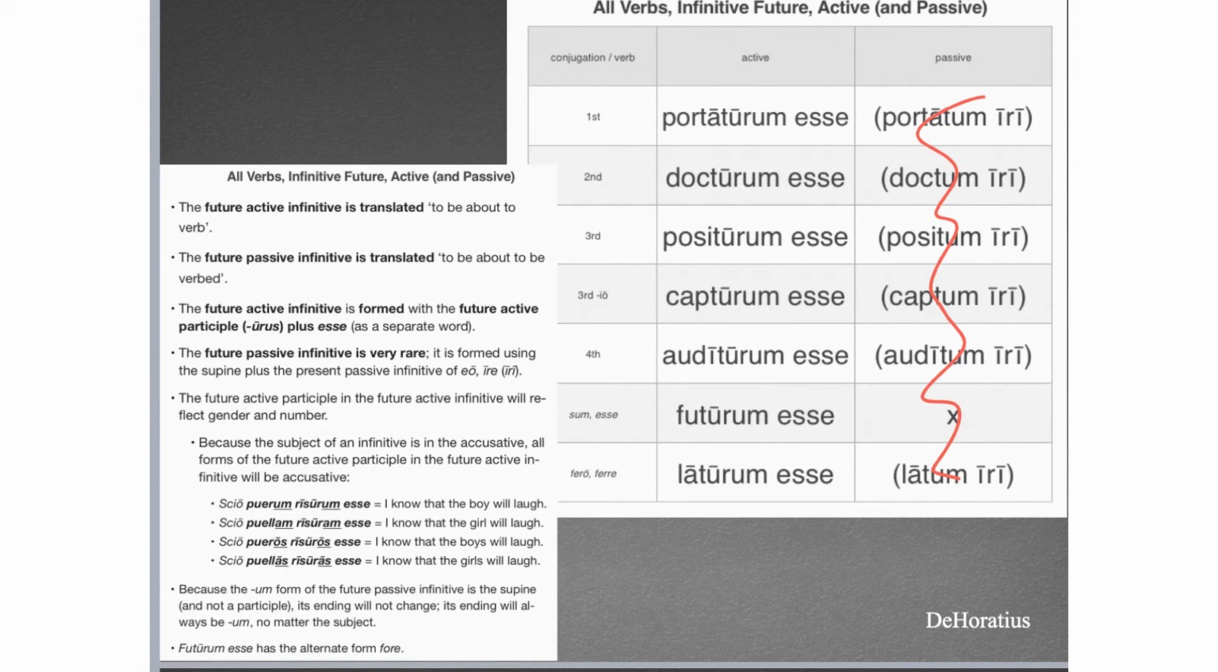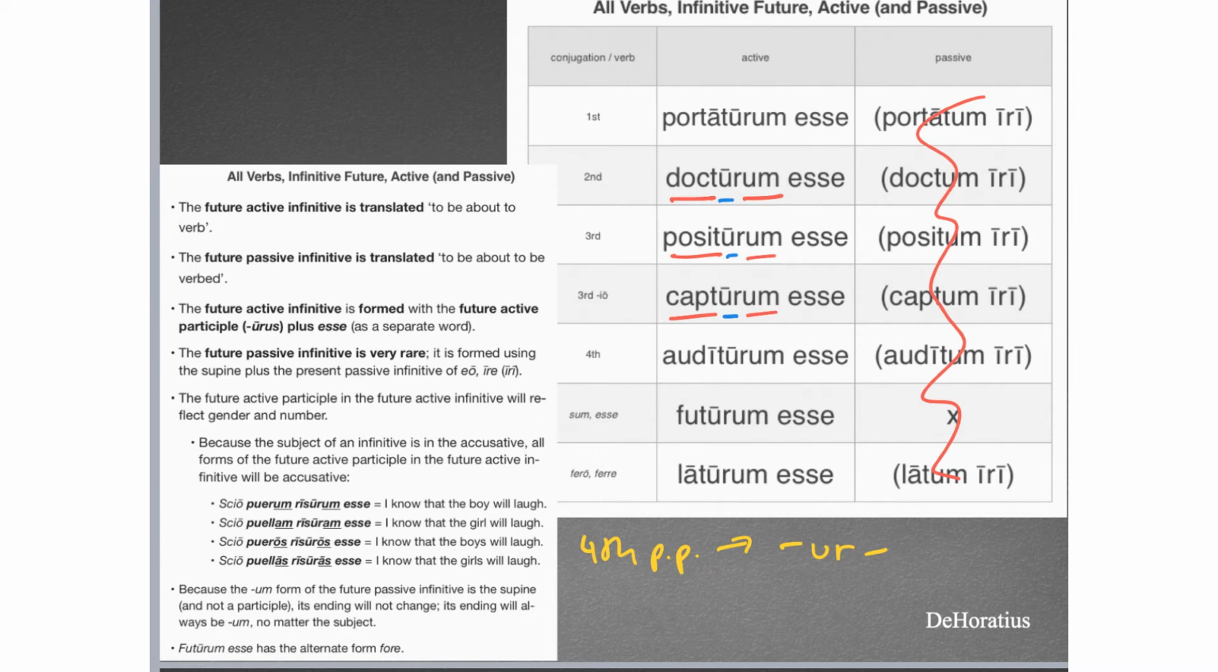So the future active infinitive uses the fourth principal part, all right? And it uses the infix, UR, and what an infix is, is something that goes in the middle. You might know that a prefix goes at the beginning, a suffix goes at the end, and an infix goes in the middle. So if you look at the examples up here, you can see doctum, positum, and so on, right? And then you have the UR in between. Okay, so that UR is what distinguishes the future active infinitive and also the future active participle.